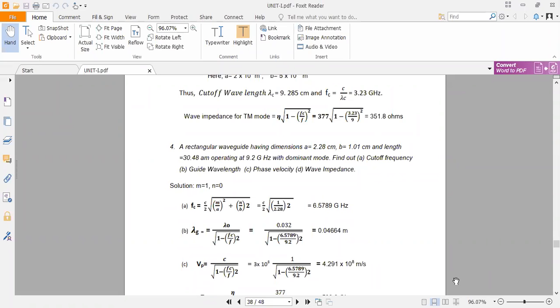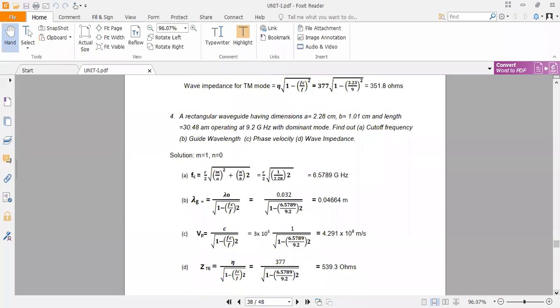Next, what is lambda g? Lambda g is equal to lambda naught by square root of 1 minus (fc by f) whole square. What is f? They mentioned it is 9.2 gigahertz. What is the cutoff frequency? 6.5 gigahertz we got. So from that calculate lambda g. And what is vp? These expressions we derived already. c by vp is equal to square root of 1 minus (fc by f) whole square, and impedance is equal to eta by square root of 1 minus (fc by f) whole square. These are the 4 expressions. Using those 4 expressions, I can calculate 4 parameters.